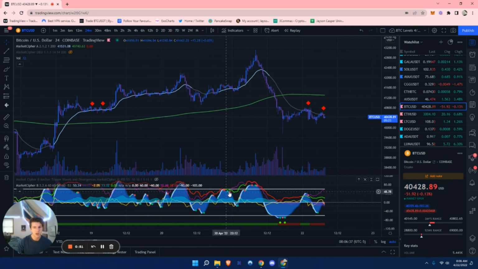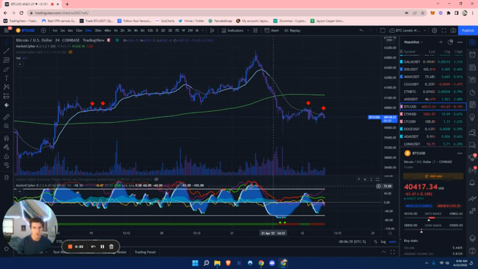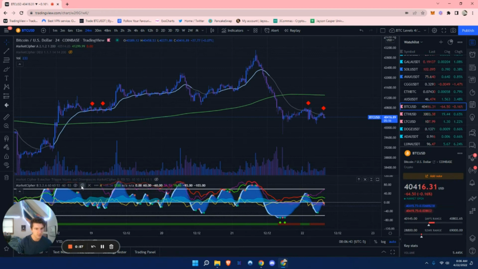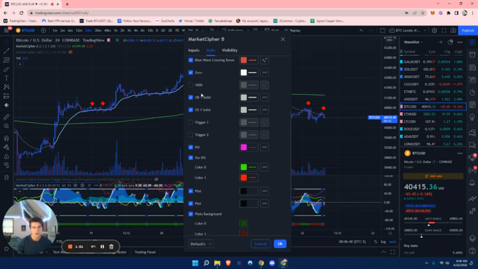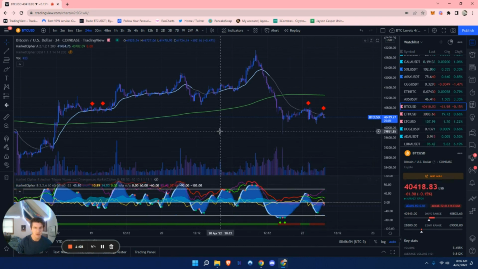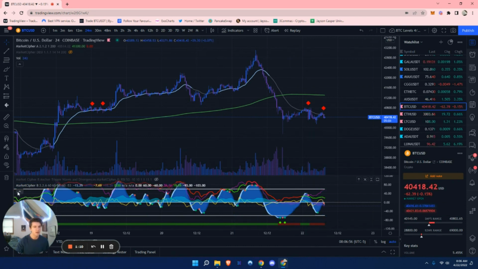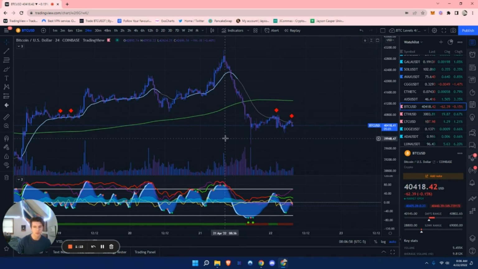You guys can turn on this solid OB OS line in Market Cipher B just by going to settings, going to styles, and then you can turn on OB1 solid and OS1 solid. And so this will give you that line that you can use to identify the anchor waves.